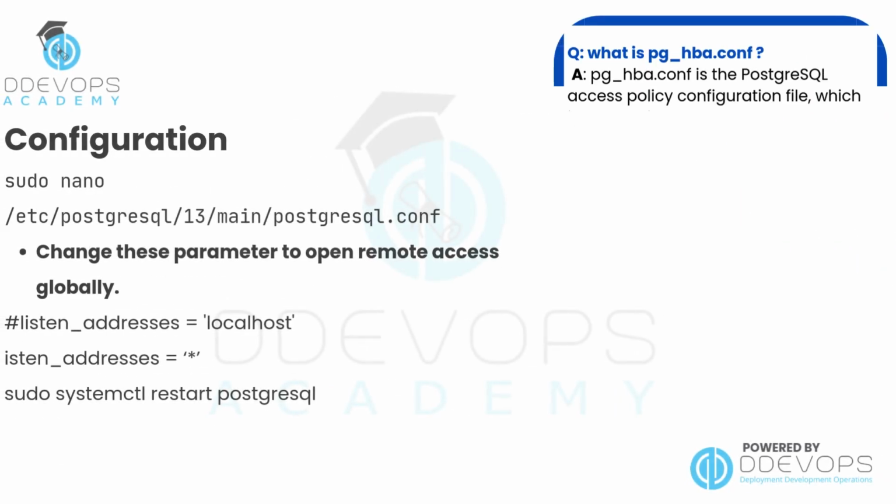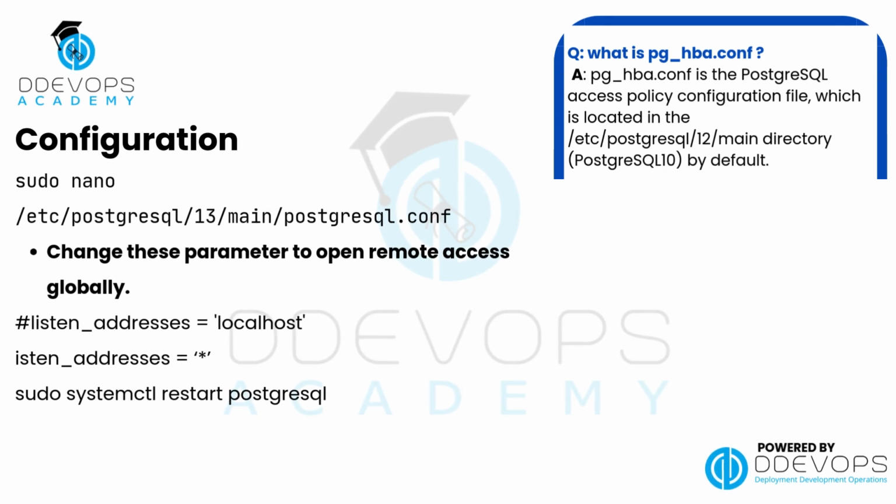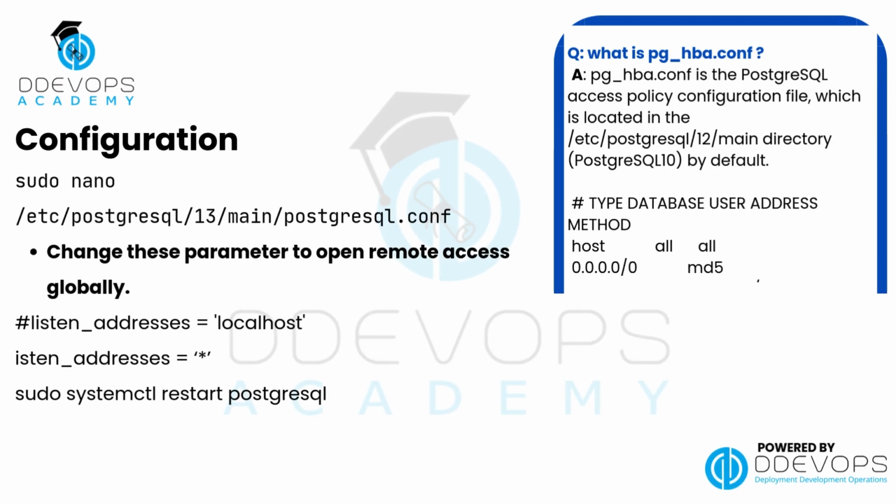To enable remote access in PostgreSQL, update the postgresql.conf file by setting listen_addresses to *. Then restart the PostgreSQL service. Next, configure pg_hba.conf. This file controls who can connect. Add entries to allow all users from any IP using password authentication. These steps open your database to remote connections, but always secure it with strong access policies.